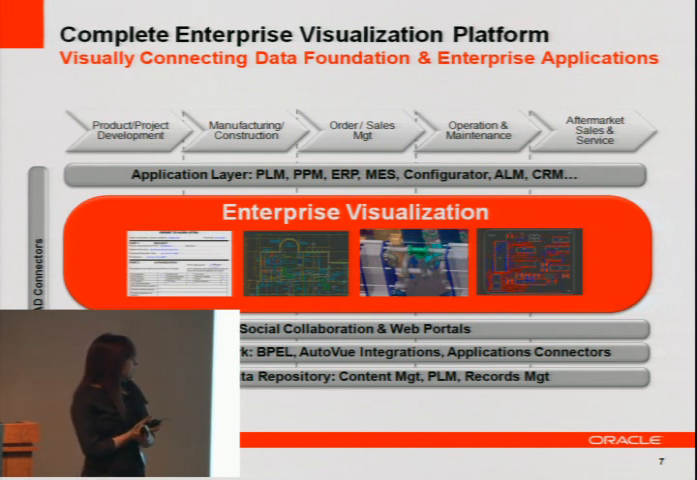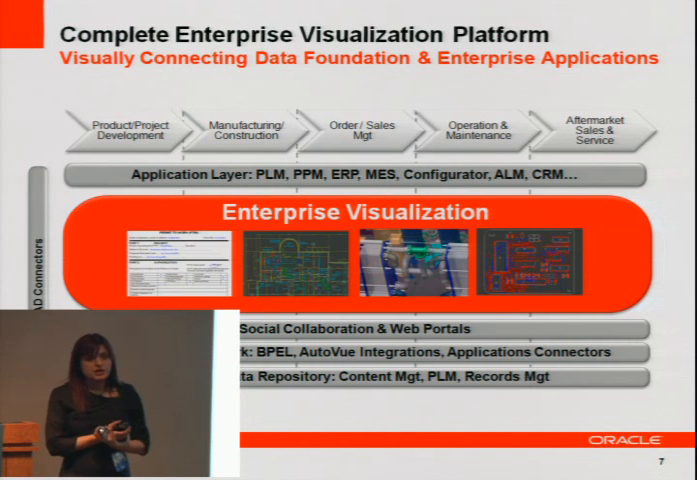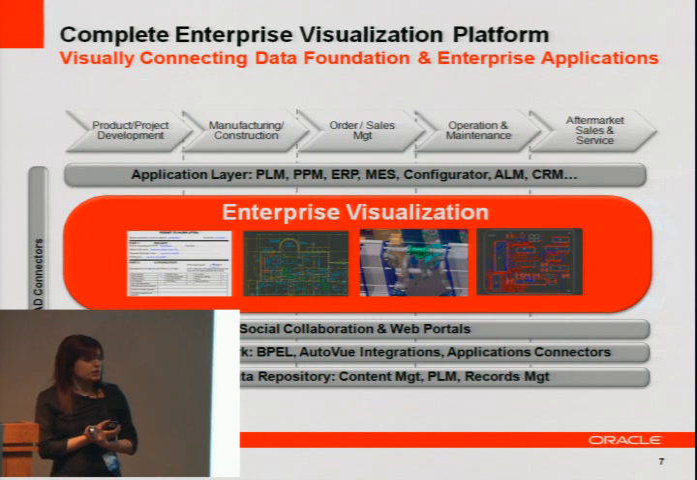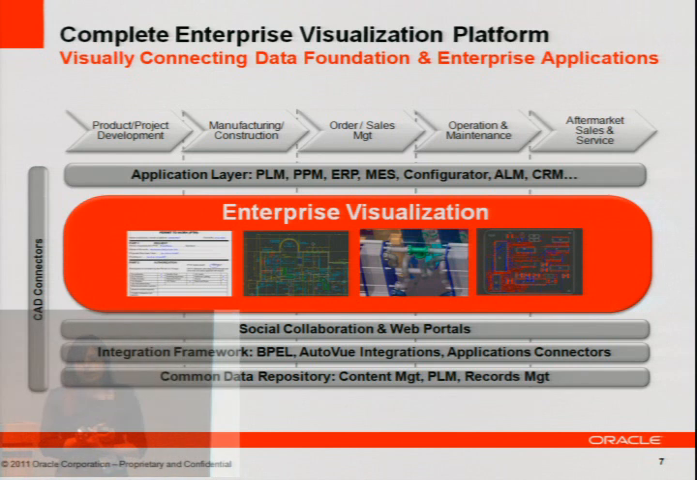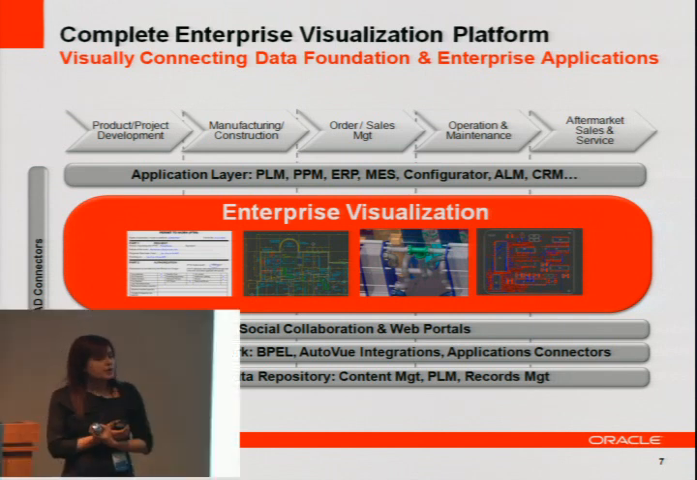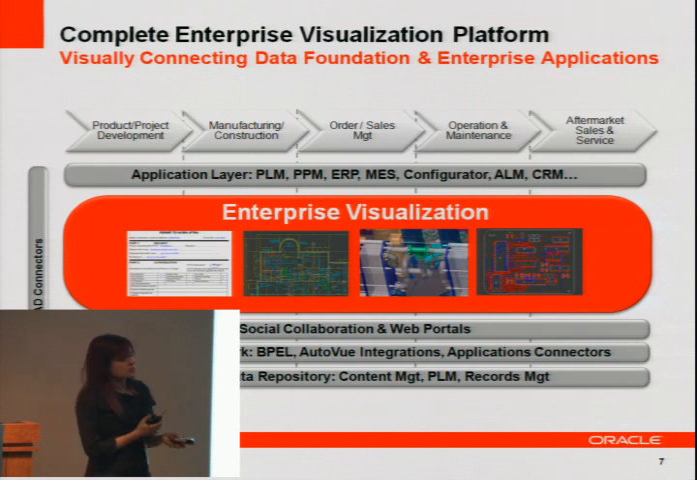Then you will have all these integration frameworks. Then you have all these discussions and collaboration frameworks. And then there are some files and folders that people are viewing and collaborating on. And all this information is going to be transferred and used inside the application layer, which are PLM, PPM, which stands for Product Portfolio Management, ALM, which stands for Asset Lifecycle Management, CRM, Customer Relationship Management, and so on and so forth.